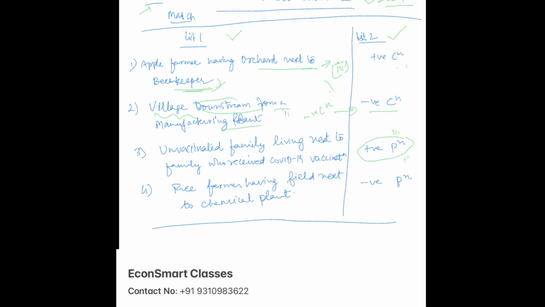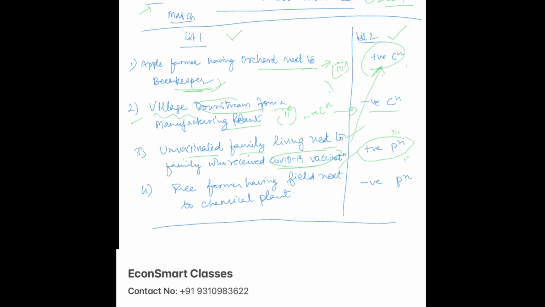Okay, so for the third part, then unvaccinated family living next to the family who has received COVID-19 vaccination. As we can clearly see in this example, someone who has received COVID-19 vaccination will benefit consumption of someone around, right? So an unvaccinated family, whoever is living next to a COVID-19 vaccinated family, would be benefiting positively, right? So it's an example of positive consumption, and so this is how it is related.